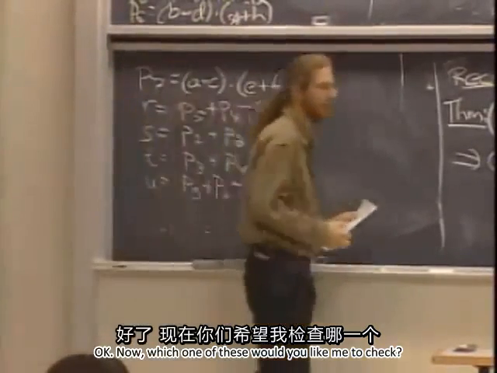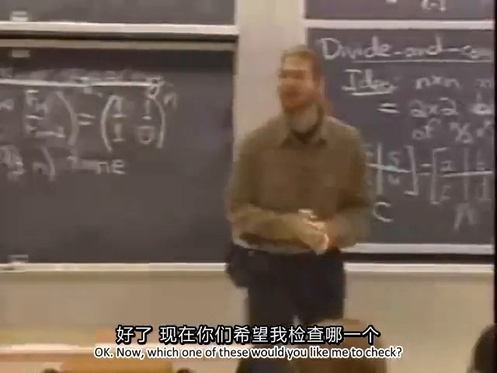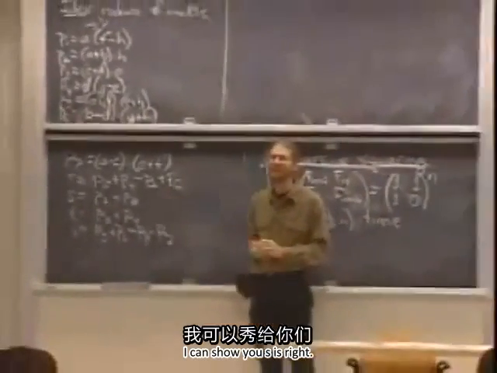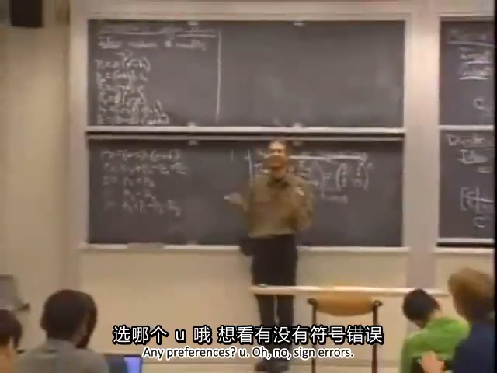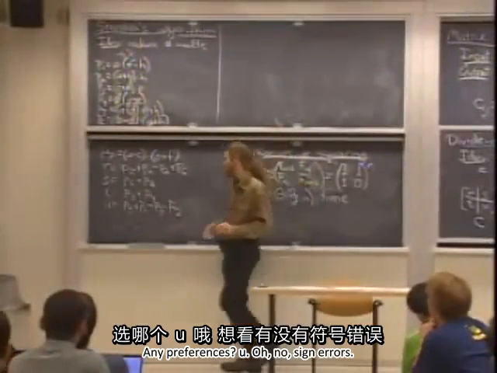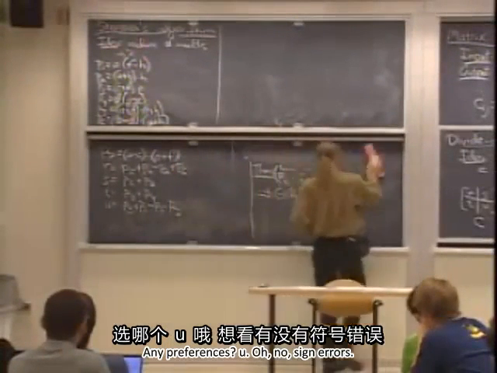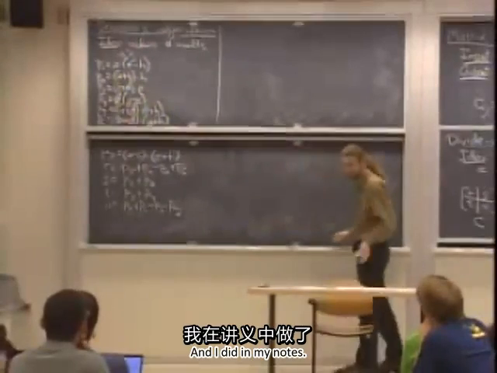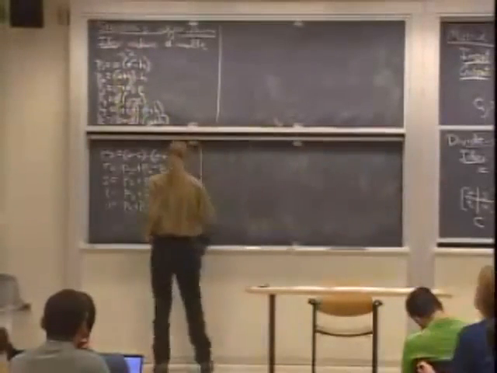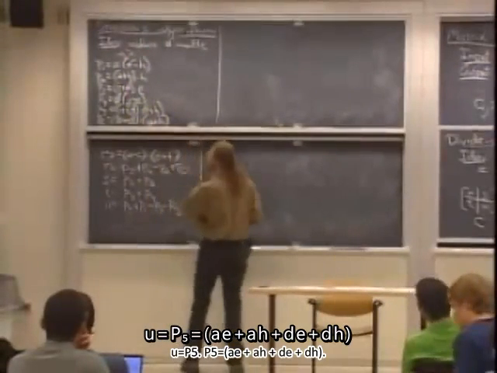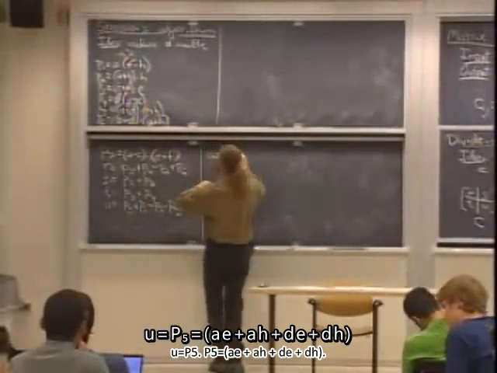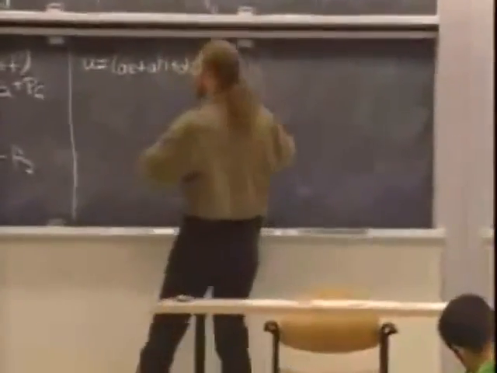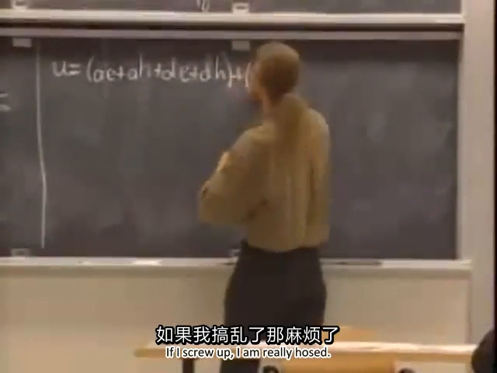Okay, now, which one of these would you like me to check? Don't be so nice. How about S? I could show you S is right. Any preferences? Oh, U. Oh no, sign errors. Okay, here we go. So the claim is this really works. You have to check all 4 of them. And I did in my notes. But U. U is P5. P5 is A times E plus A times H plus D times E plus D times H. That's P5. Check me. If I screw up, I'm really hosed.